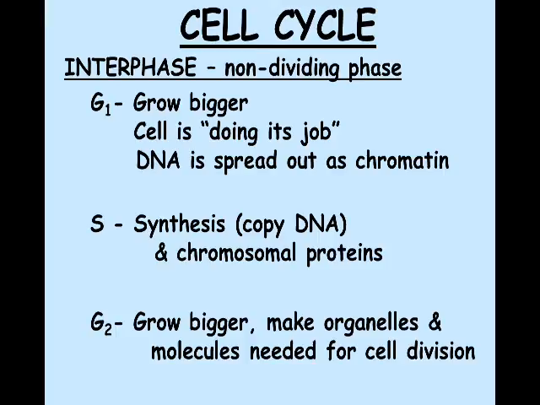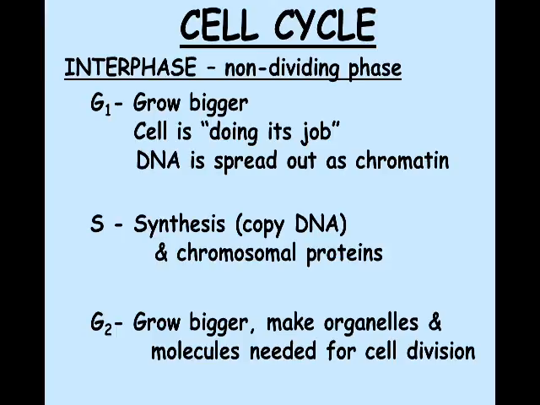So interphase is the non-dividing part of the cell cycle. Cells are not dividing. In G1, they're growing, they're hanging out in the body, they're doing their job being a nerve cell or a blood cell or a muscle cell. And because we need to know the information about what to do, the DNA is spread out as chromatin in interphase. Once the cell gets a signal, for whatever reason, to divide, it's going to copy its DNA, make all the proteins that go along with it.